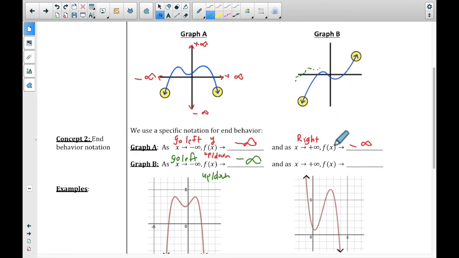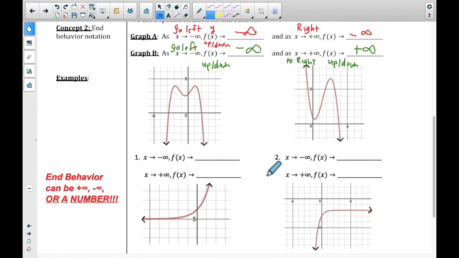And then the other way, as Pierre goes towards the right, and again, the question being, if he goes towards the right, is he going up or down? And so as he goes to the right, he's going to be going up. And up is positive infinity. So that's how we talk about end behavior. A lot of times it is infinities, positive infinity or negative infinity, but sometimes it is a number, and we will look at some of those cases as well. All right, so let's look at a couple of examples. Once again, with end behavior, we only look at the ends.